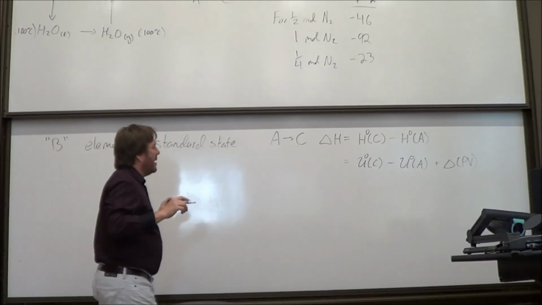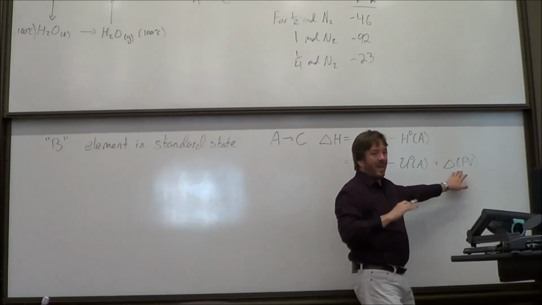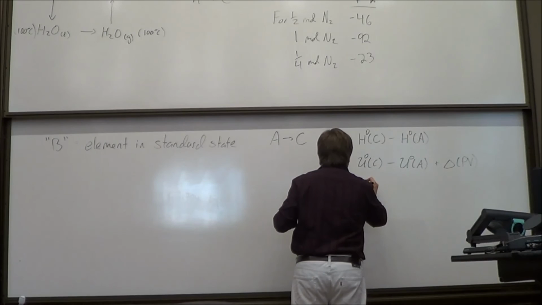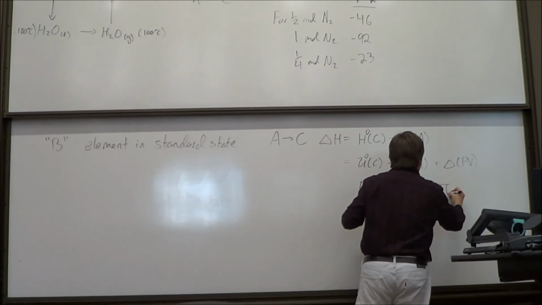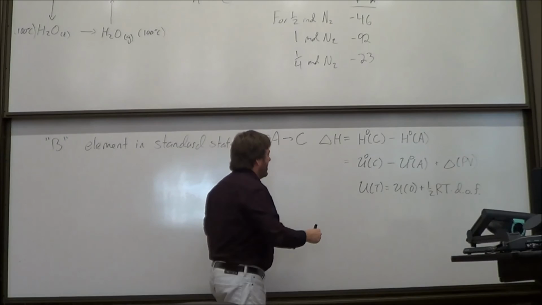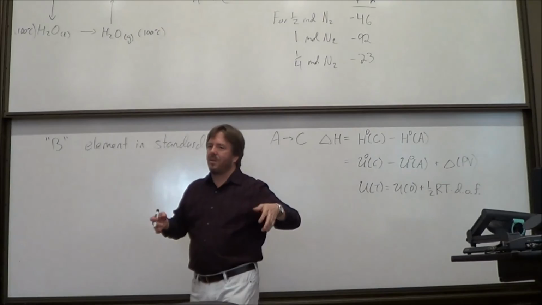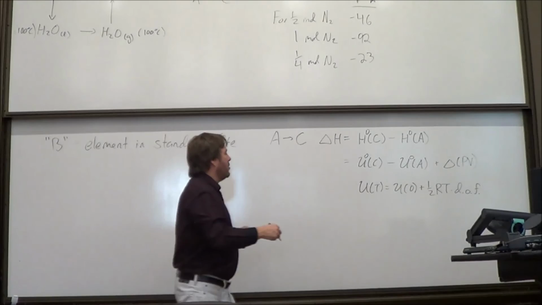And the reason is, I've been showing you how to do this, and this is not hard, and that's true. So what the heck? It's because remember when a long time ago I said U of T is equal to U at some zero temperature plus 1/2 RT times degrees of freedom. And then we talked about He being 3/2 RT because it has 3 degrees of freedom, and CO2, and so on. We had ignored this. We just crossed it out.